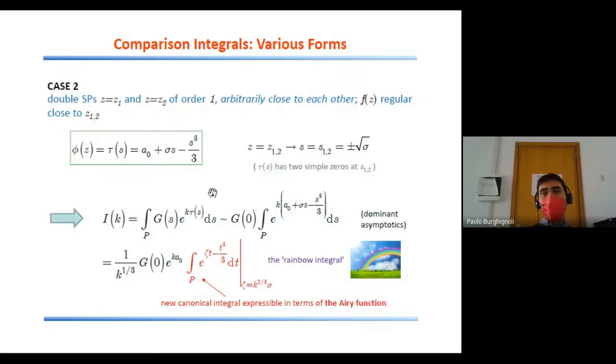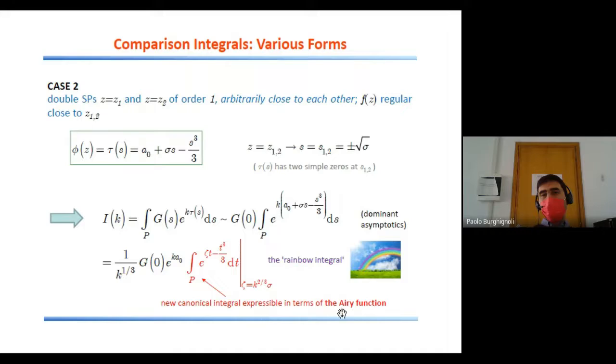Now, in this situation, you proceed again by approximating the function g through its constant value at the origin, which is taken outside the integral. And inside the integral, what remains by a change of variables becomes a new canonical integral, this one in red here, in which the parameter zeta, Greek z, is equal to k to 2 over 3 times sigma. This canonical integral defines a complex function that is a special function that is known as the Airy function.